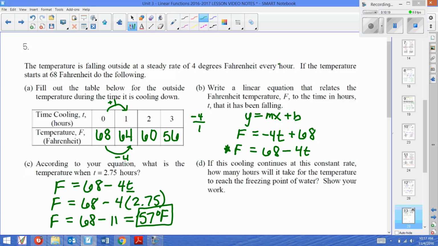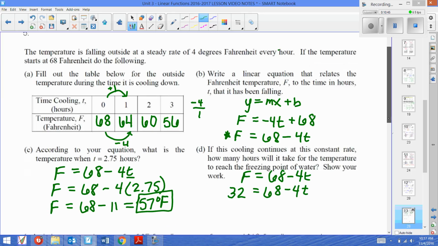Well, that happens to be 32 degrees Fahrenheit. So now we were not given the hours, we were given the temperature. So let's start with our equation again. F is equal to 68 minus 4T. Our Fahrenheit now, we want to be equal to 32, our temperature.